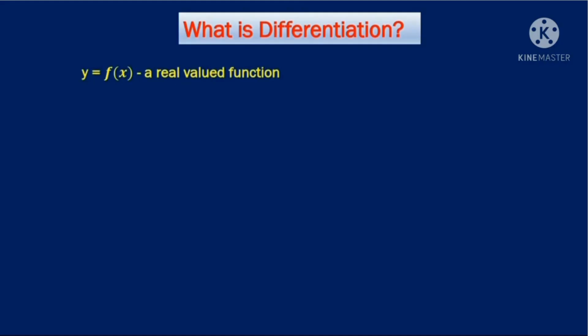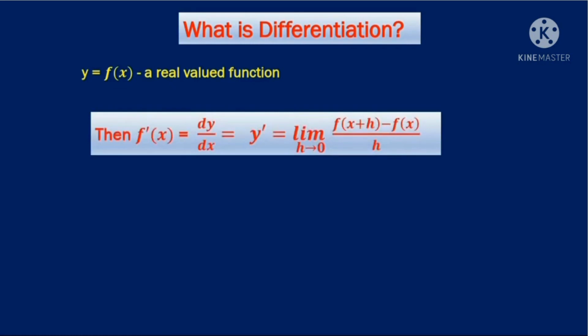If y equal to f of x is a real valued function, then the derivative of f at x is defined as f of x plus h minus f of x divided by h. But the limit should be that h tends to 0. This process of finding the derivative is known as differentiation. So this derivative of f is denoted by f dash of x, y dash, or dy by dx.